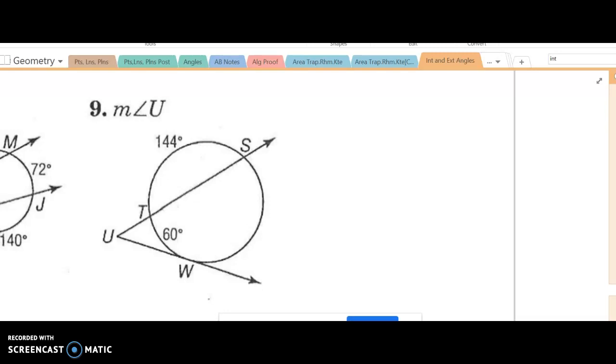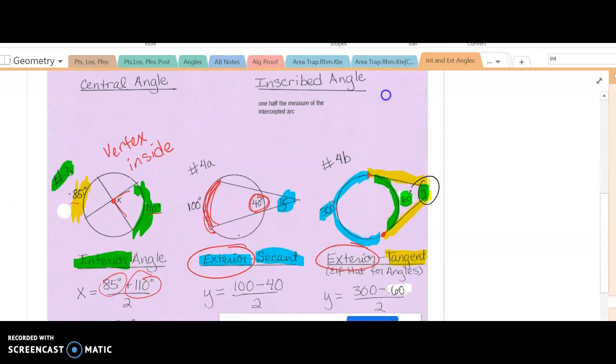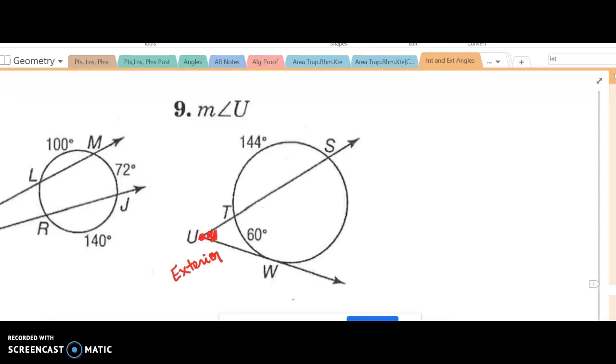So on number 9, you want to find angle U, how many degrees angle U is over here. And the vertex of that angle is outside the circle, it's exterior. And so anytime it's exterior, you're going to use strategy either 4A or 4B. Since these lines are going to go through the circle, they're secant lines is what we call those.